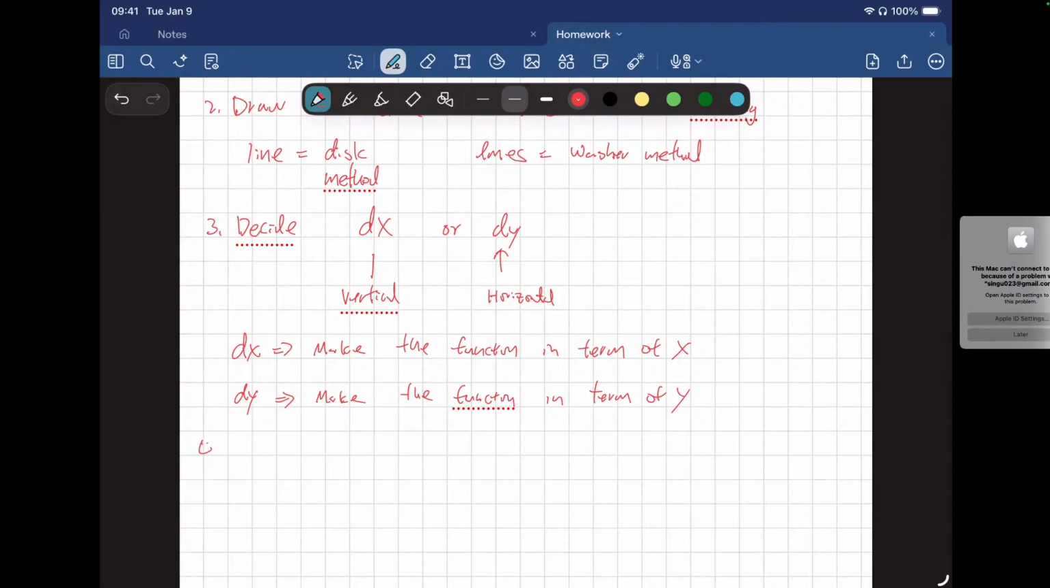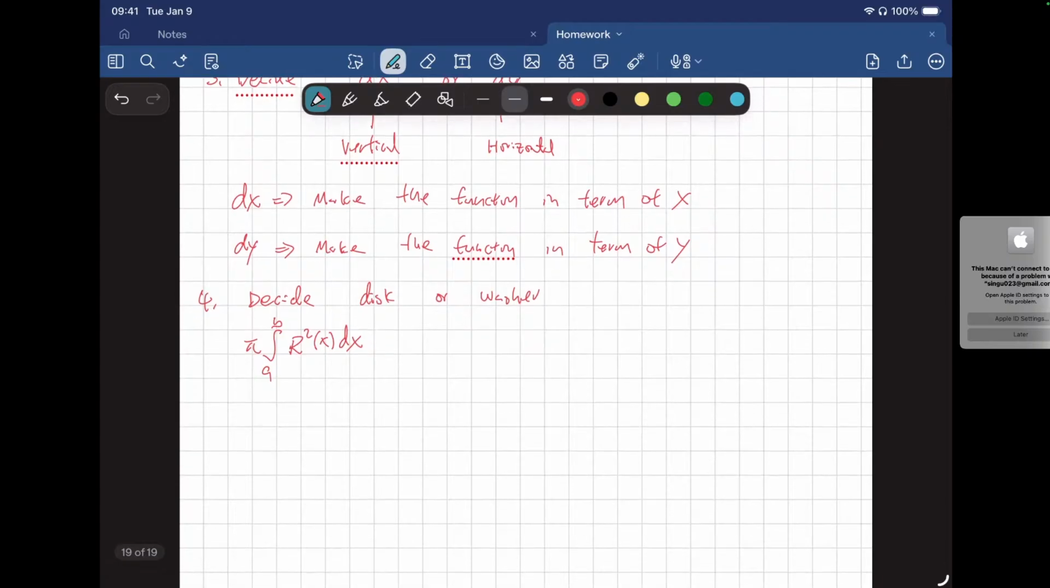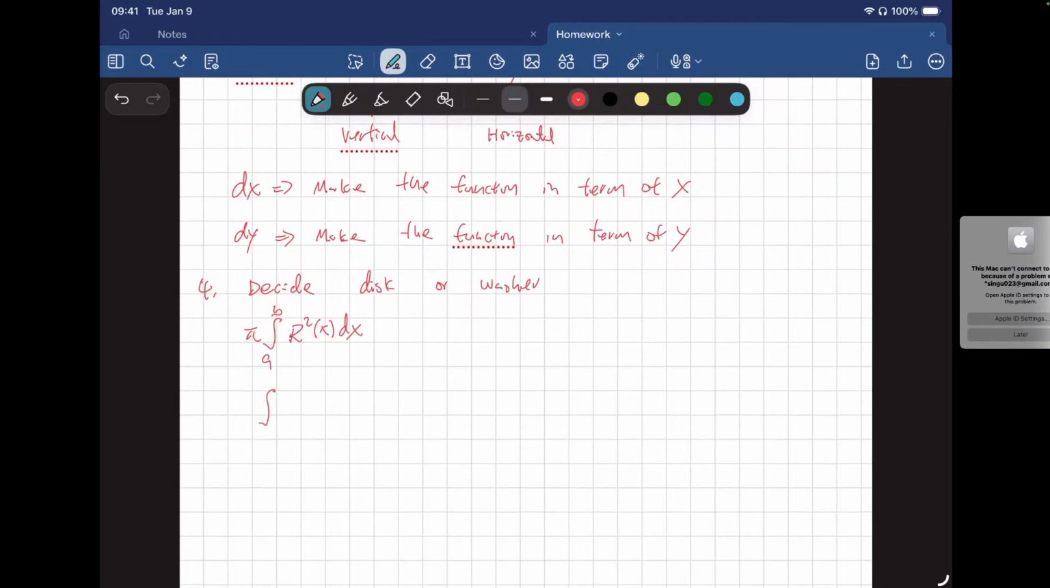The fourth step is that you decide disk or washer. A disk is going to be the integral from a to b of pi r squared of x dx, and the next one is going to be the integral from c to d of pi r squared of y dy, which is a function in terms of y. This is a disk.